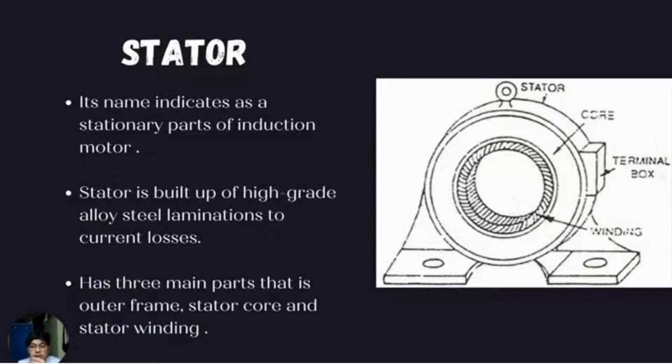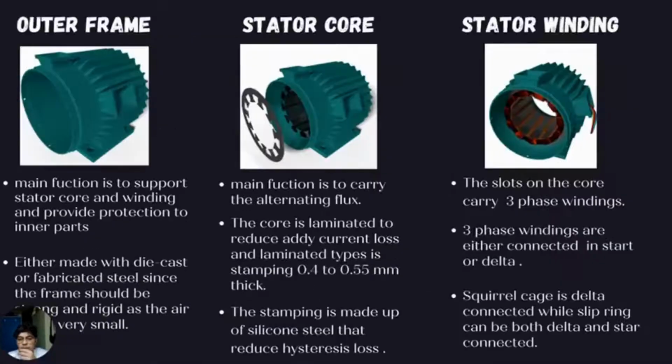The first main part is the stator. It is named stator because it is the stationary part of the induction motor. The stator is built up of high-grade alloy steel or aluminum to reduce current loss. The stator has three main parts: the outer frame, the stator core, and the stator windings. We can see clearly from the diagram where all the main parts are located.